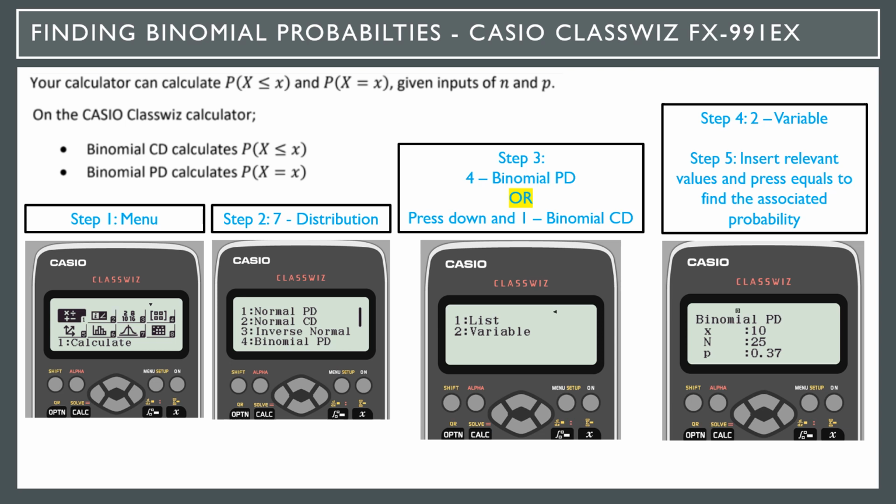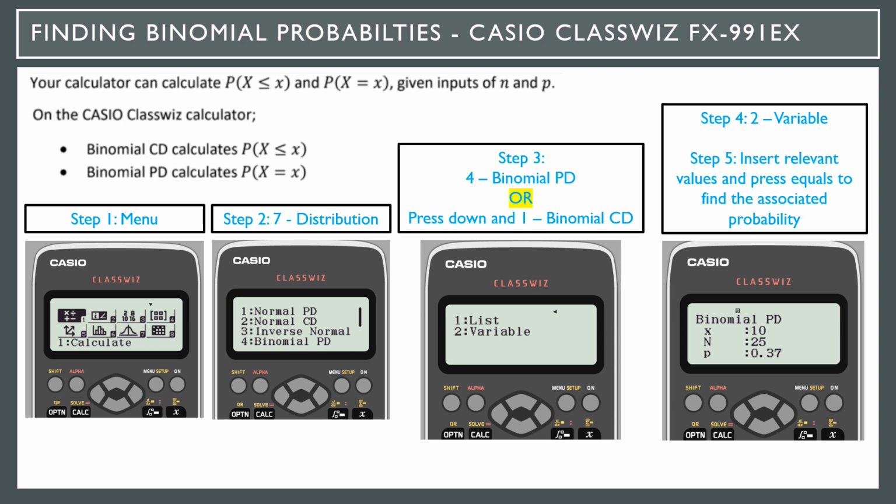So for example, if you wanted the probability that x was less than or equal to 10, from here you would select 2 for variable, and then you would go on to define your variables for x, n and p. Pressing equals would then present you with the associated probability.